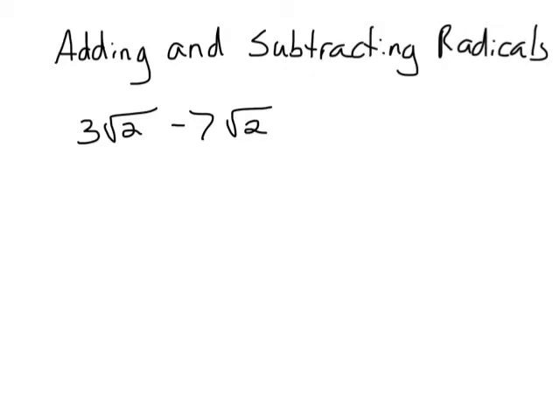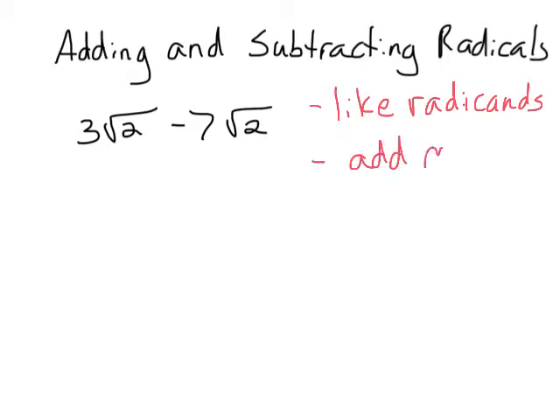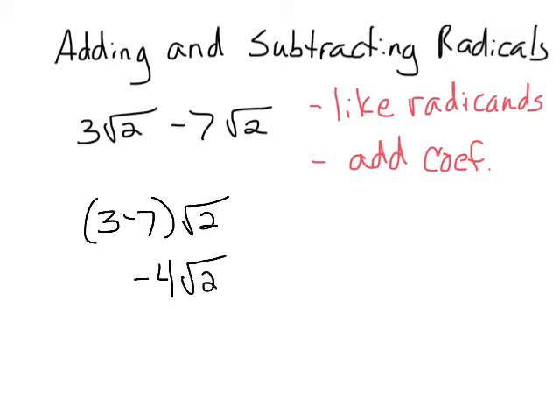Finally, we're going to add and subtract. Now the process for adding and subtracting radicals is a little bit different. You have to have like radicands. You treat the radicands like variables. You have to have like radicands in order to combine them, and then all you do is you add or subtract coefficients, and we leave the radicands alone. Okay, so in this case I have 3 radical 2 minus 7 radical 2. That's the same as 3 minus 7 times radical 2, which gives you negative 4 radical 2. I could only do that because they both had a radical 2.